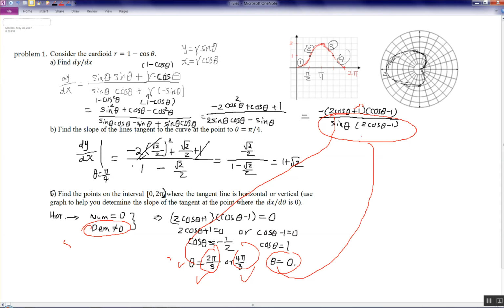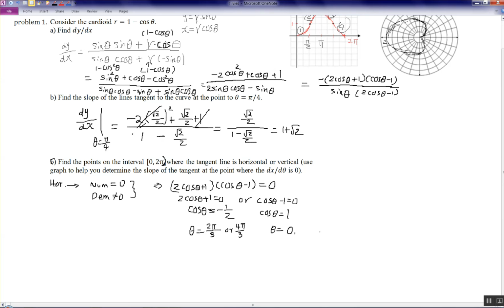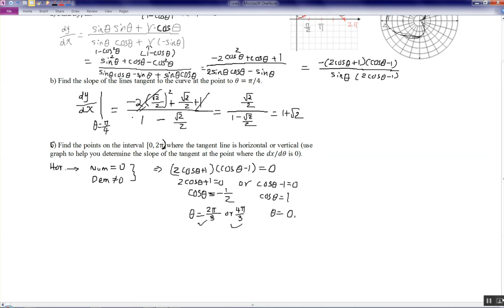However, when you plug in theta equals 0 in here, sine 0 is 0. In this case, your numerator and denominator are both 0. So let's look into that then. Now these two are clear. When theta is 2 pi over 3 and 4 pi over 3, we have a horizontal tangent line. Now when theta is 0, let's take a look at that.